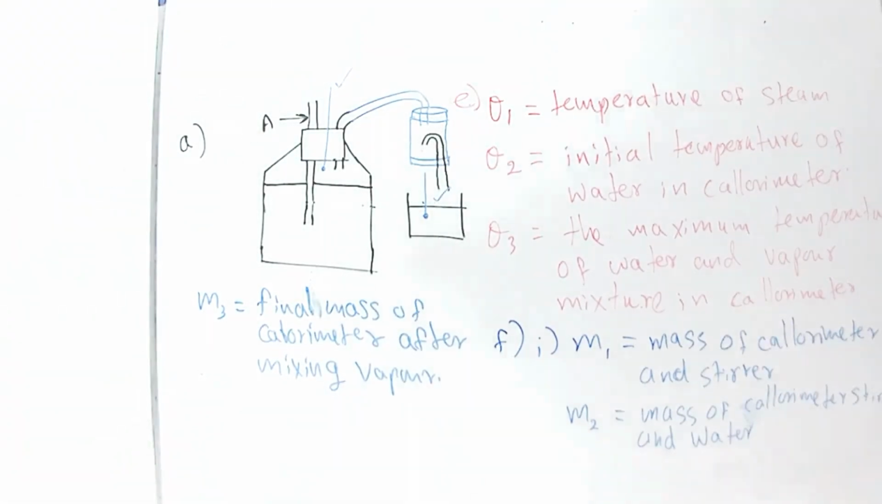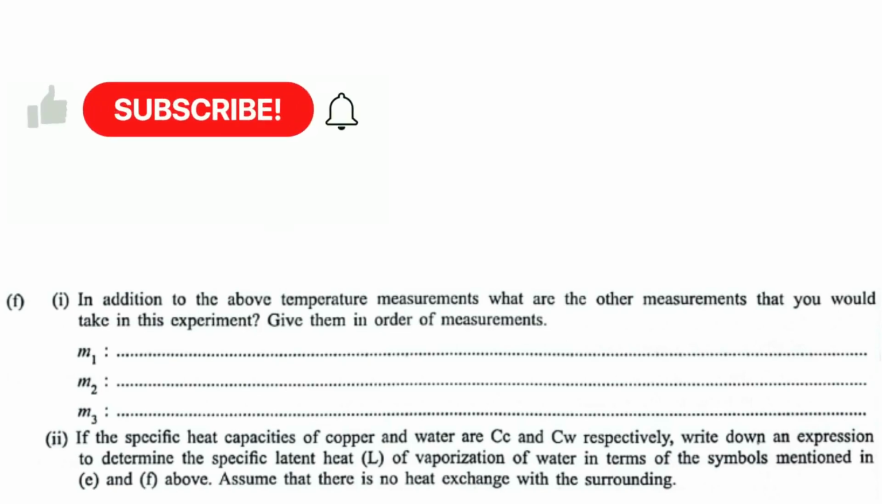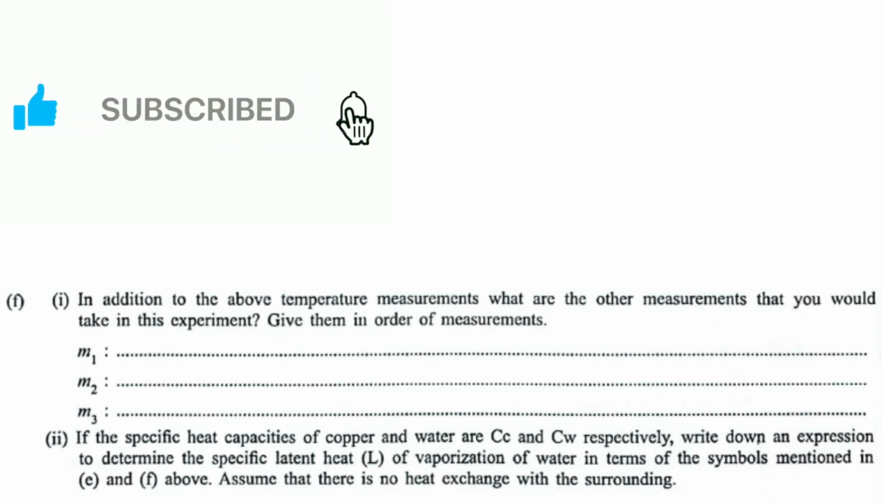Then part 2: the specific heat capacities of copper and water are Cc and Cw respectively. Write down an expression to determine the specific latent heat of vaporization of water in terms of the symbols mentioned in part E and F above. Assume that there is no heat exchange with the surroundings.